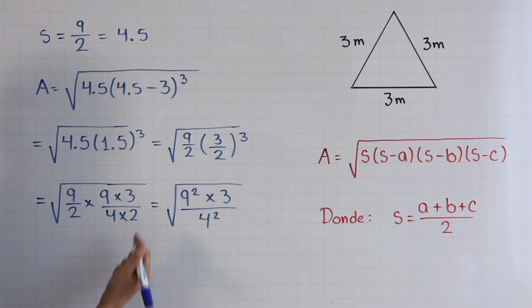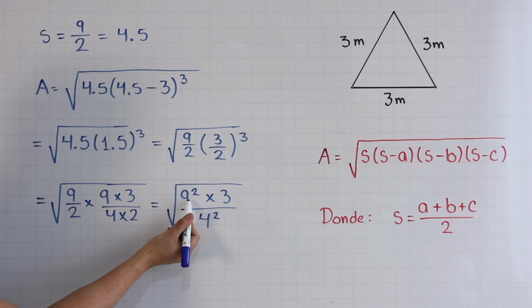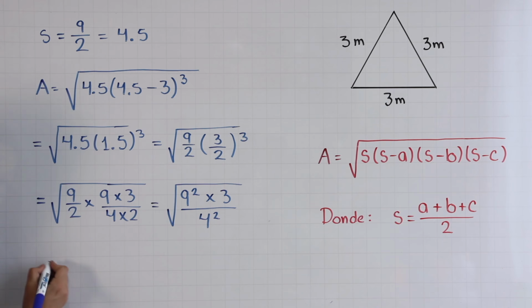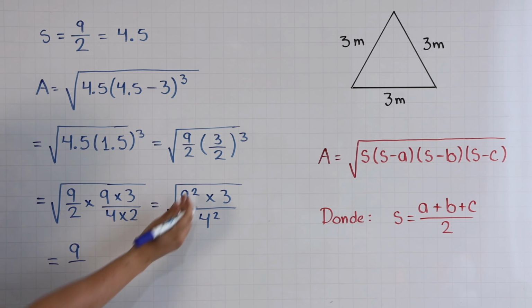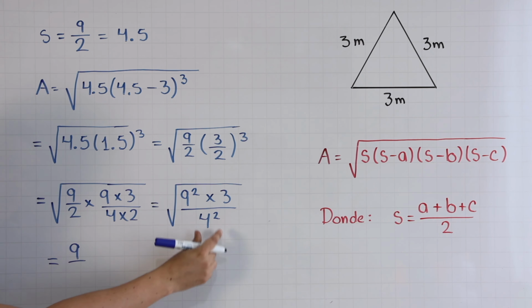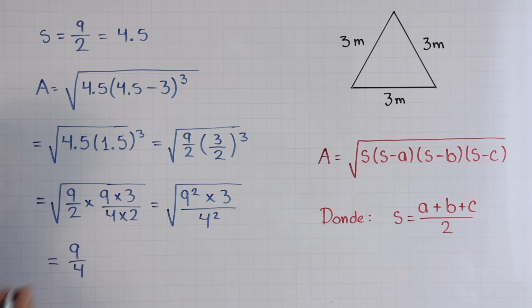The reason I'm writing it this way is because I already know that the square root of 9 squared is 9, and the square root of 4 squared is 4. Therefore, I could take them out of the root, so then I have a 9 outside. Look, I can take it out now, because I'm taking the square root of 9 squared, and the square root of 4 squared is 4, so I can take it out now.